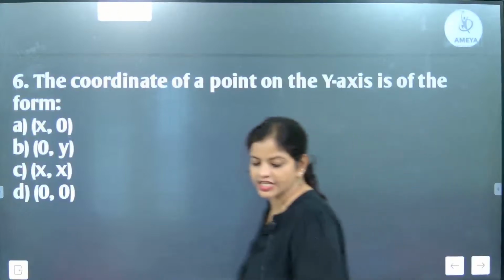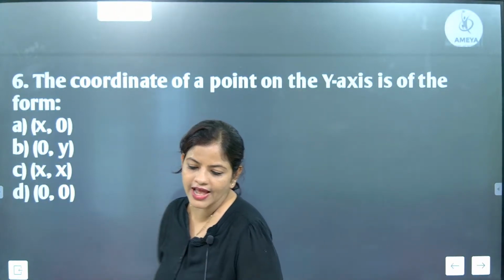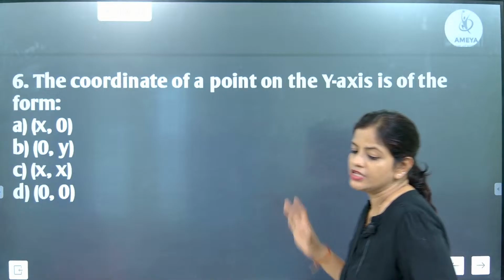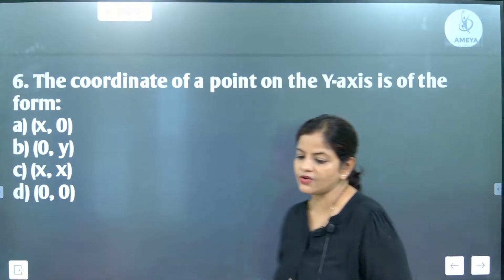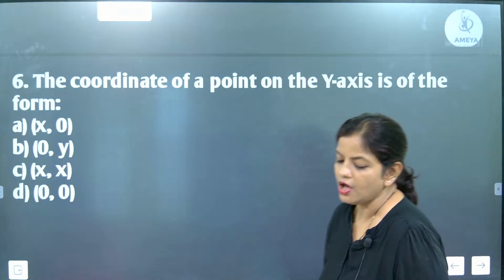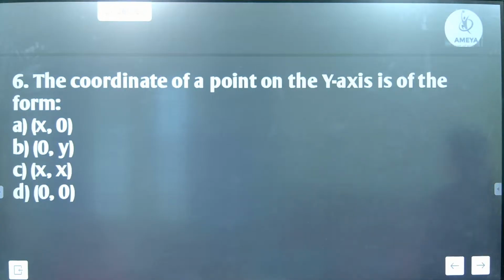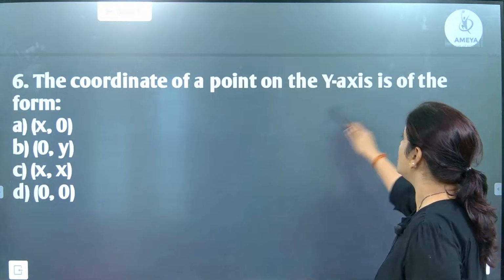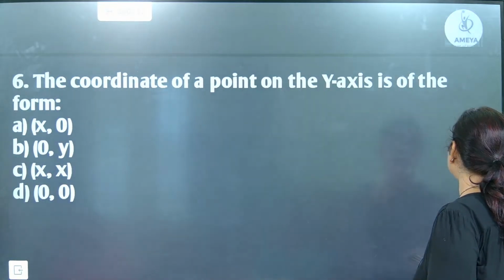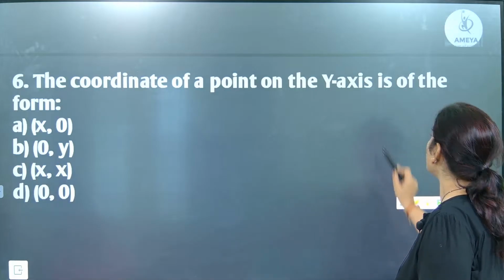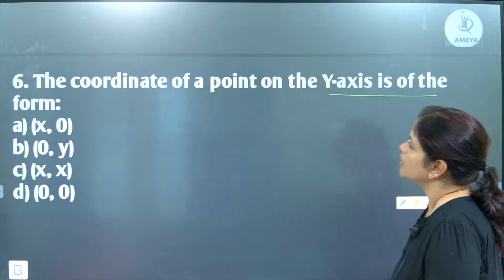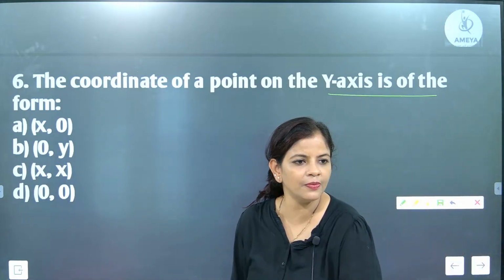I have already explained to you that on the x-axis the y value will be 0. On the y-axis the x value will be 0. That we must remember. On the x-axis the y value will be 0. On the y-axis the x value will be 0. So what will be the coordinate point? Can we check this one out, beta? Here, this point we will check first. On the y-axis, the x value will be 0.